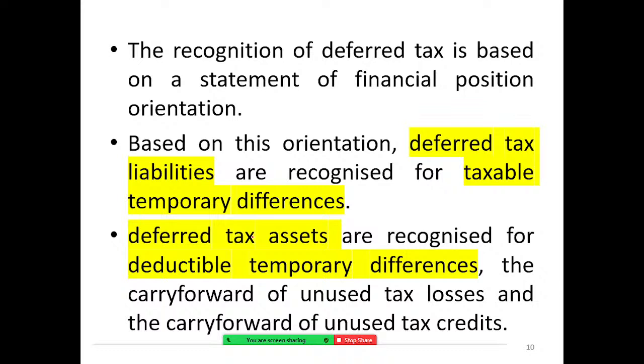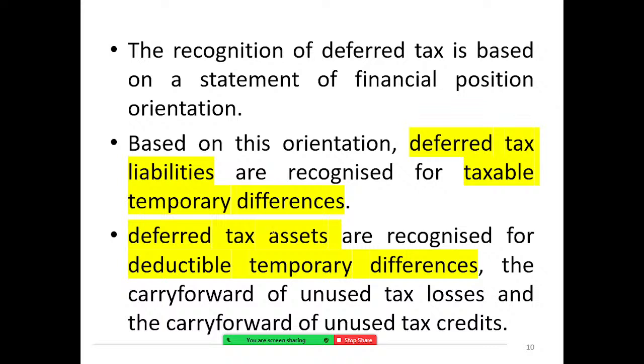The recognition of deferred tax is based on the statement of financial position orientation. It's a balance sheet view. Where can you find deferred tax assets and deferred tax liabilities in the financial statements? In the balance sheet. Deferred tax assets you can find under the current assets, and deferred tax liabilities under the current liabilities. So it's a balance sheet orientation.